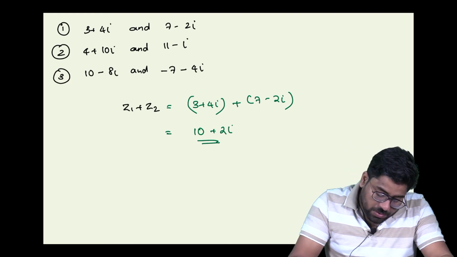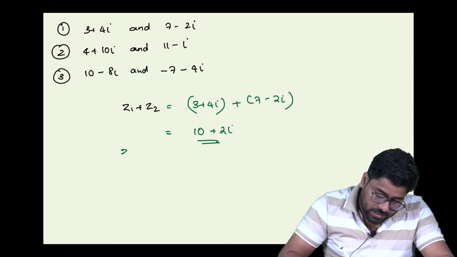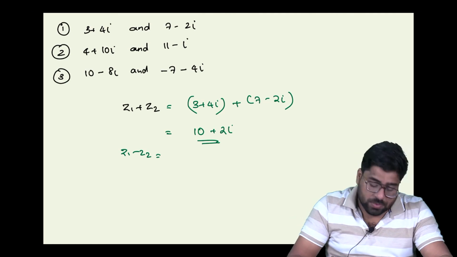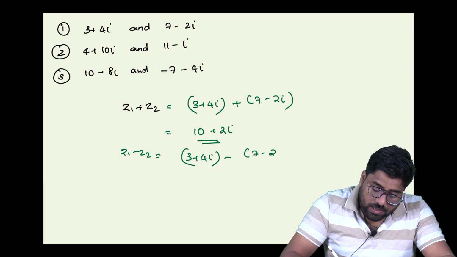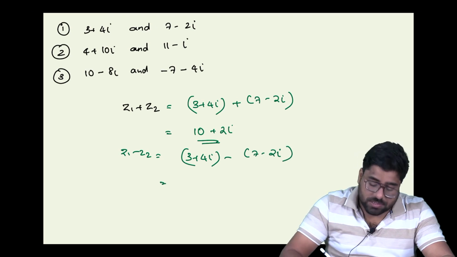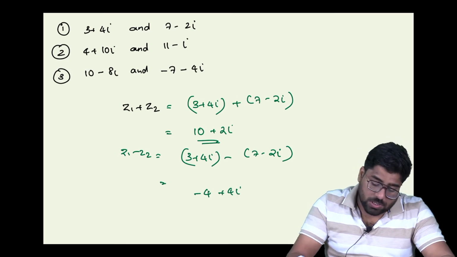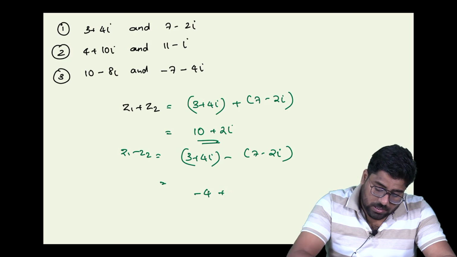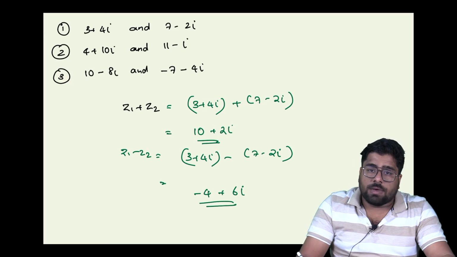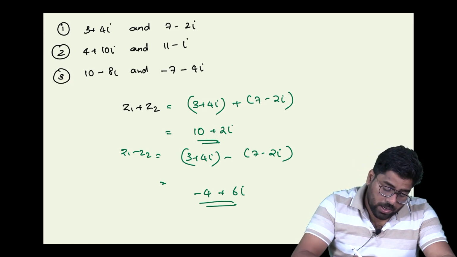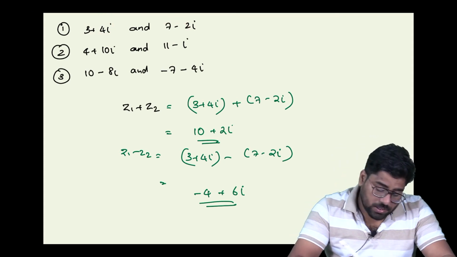Alright, so it is going to be 10 plus 2i. Now, let me try to do Z1 minus Z2. Z1 minus Z2 is going to be 3 plus 4i minus 7 minus 2i. So you can see 3 minus 7 is equal to minus 4, plus 4i minus 2i is going to be 6i. So my answer is going to be minus 4 plus 6i. That was how I did addition and subtraction for Z1 plus Z2 and Z1 minus Z2.